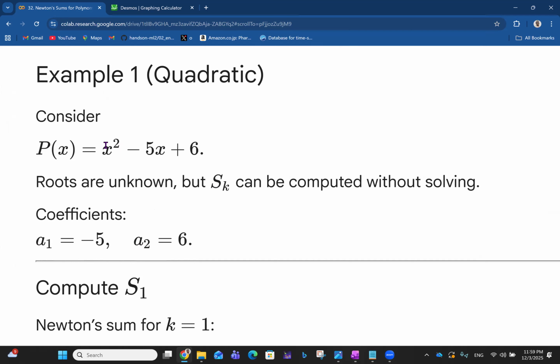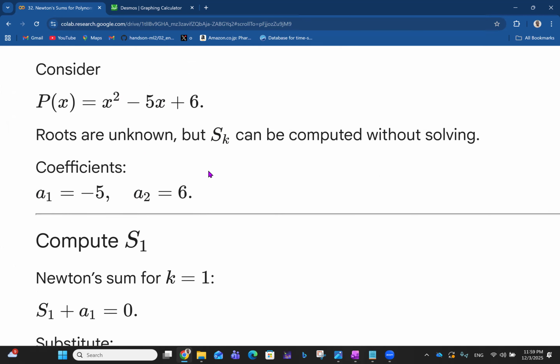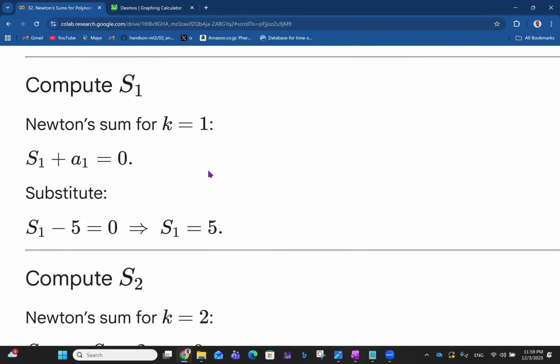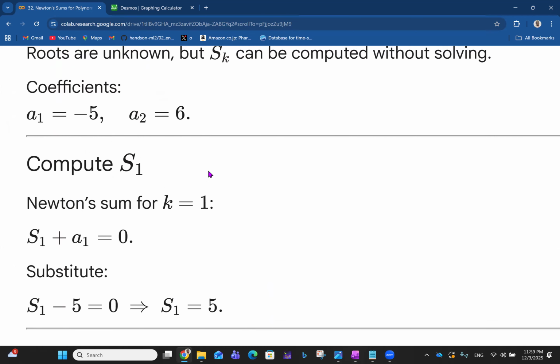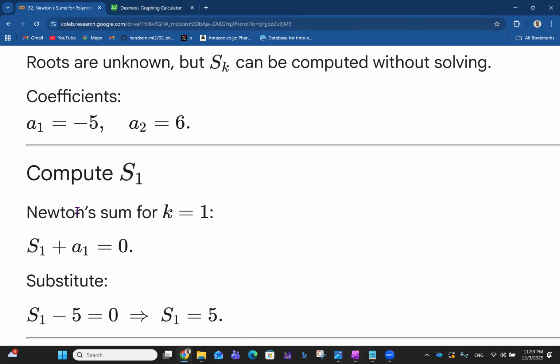So in this case, you take note of the coefficients. a1 is minus 5 and a2 is 6. By knowing these two alone, then you can continue with other things. You can compute S1, for instance. So to compute S1, Newton's sum for k equals 1 now. Okay, now this is k. So Newton's sum for k equals 1 will now be, because we are looking for Sk, so S1 is, so here k is 1.